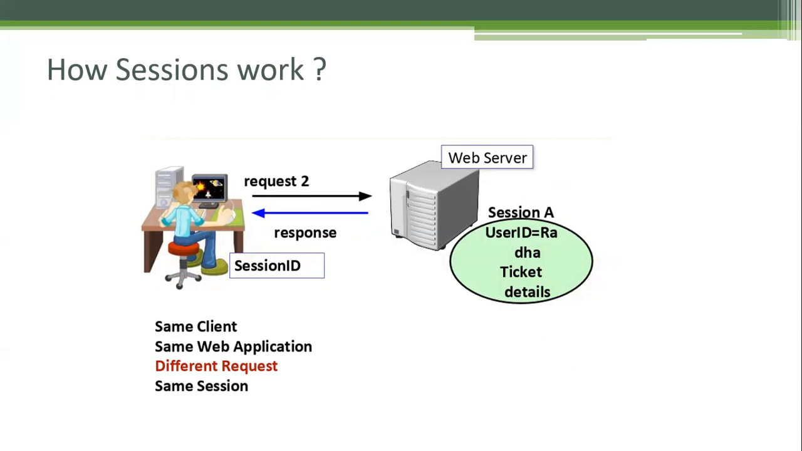So you are a session A user, and your user ID is this. It will get the details at the server side, because the details are stored at the server. Whatever we requested next will be processed and sent as a response, and again the session ID will be carried. The session ID will be at both the client side and the server side. In this scenario, the user is the same, the client is the same web application, with different request 1 and request 2, but the same session.